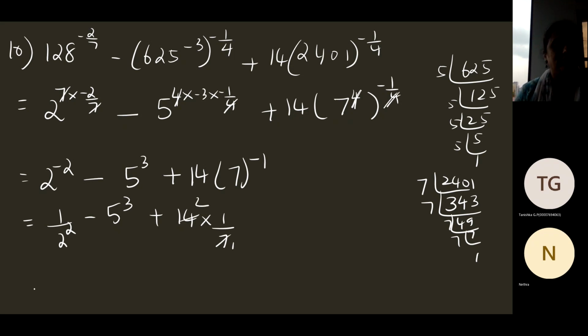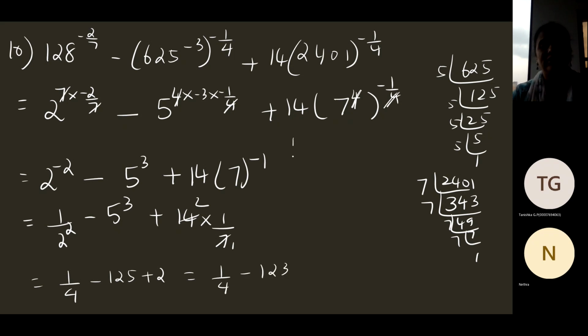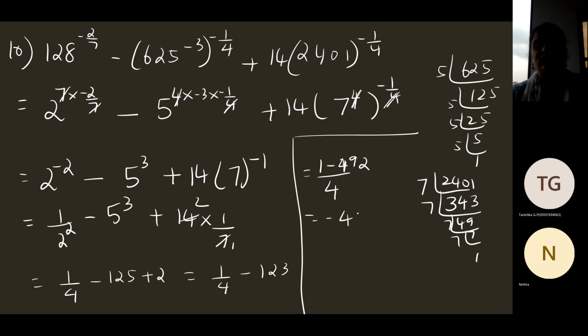7 ones are 7, 7 twos are 14. So 1 by 4 minus 125 plus 2. This is 1 by 4 minus 123. Now you'll have to take the LCM. What's the LCM? 4 is the LCM. So it'll be 1 minus 492, which is minus 491 by 4. Just check my simplification alone. 490.